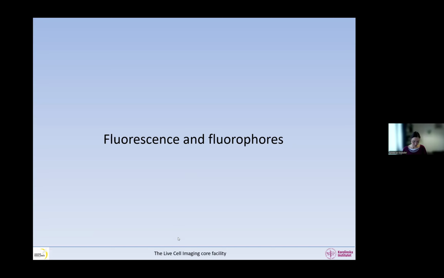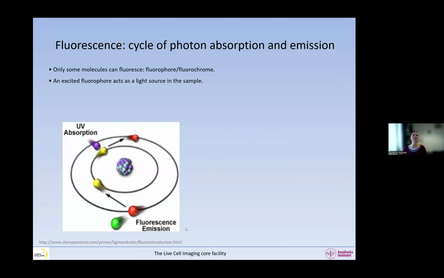It's about fluorescence and fluorophores. So let's see, what is fluorescence? Fluorescence is a cycle of photon absorption and emission. So it's a cycle. The fluorophores are going back and forth between being excited and being not excited. Only some molecules can fluoresce, so they're called fluorophores or fluorochromes.